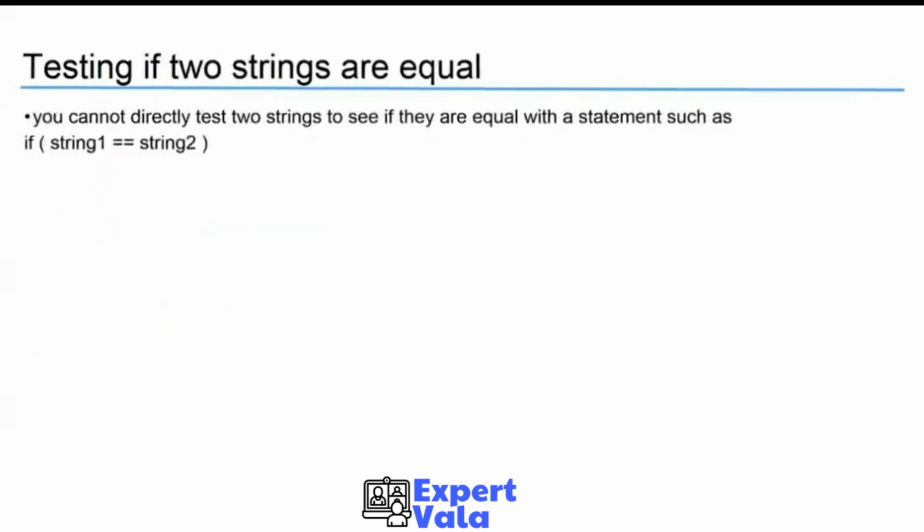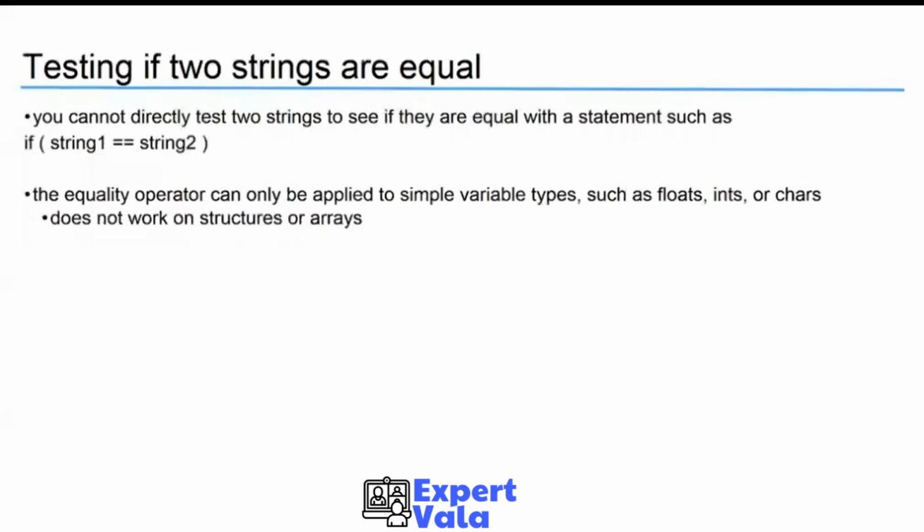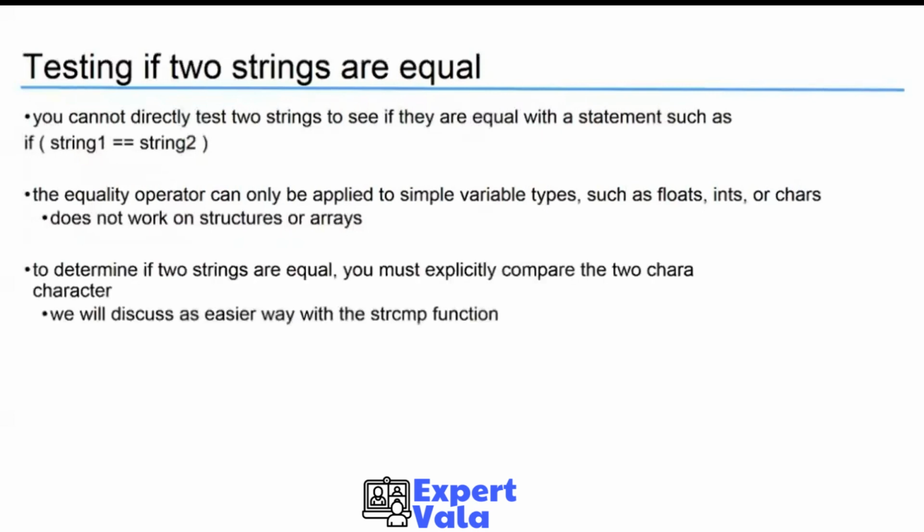How about testing if two strings are equal? Well, up until this point, we have tested variables to see if they are equal. We just use the equality operator, but with a string, that is not going to work. Remember we said that strings are character arrays, so you can't use operators on them. The equality operator can only be applied to ints, doubles, floats, or characters. It does not work on structures or arrays. You can't compare two arrays, so it's not going to work with strings.